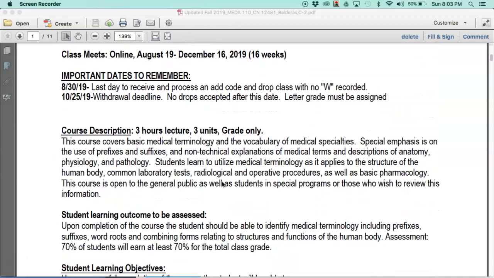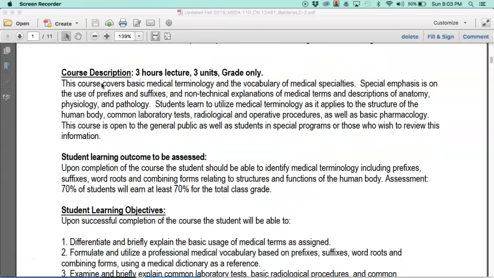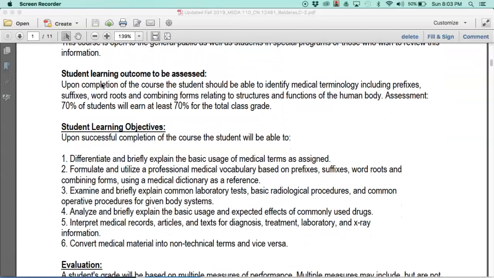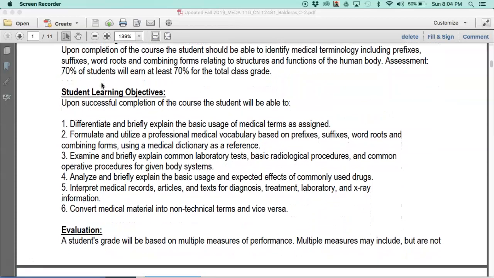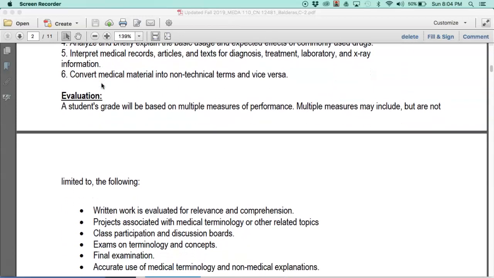The dates that you want to remember: the last day to drop the class without getting a W is August 30th. The last day to withdraw without getting a grade will be October 25th. It's a 3-unit class. You'll be able to identify all the medical terms, prefixes, suffixes, word roots, and combining forms related to structures and functions of the human body. 70% of students will earn at least 70% of the total class grade. These are your objectives down below. I'll let you read those on your own.